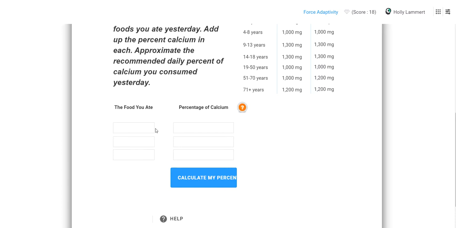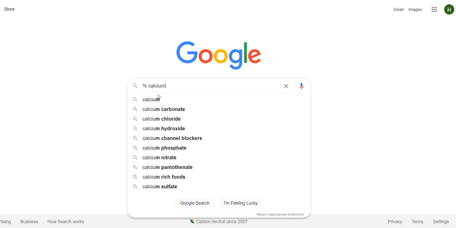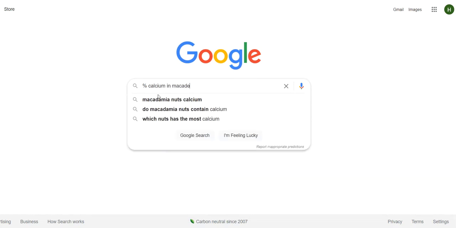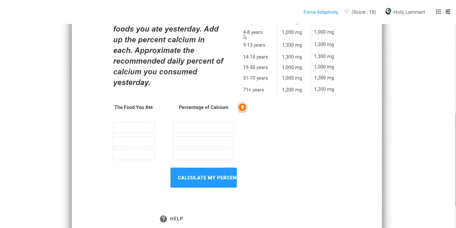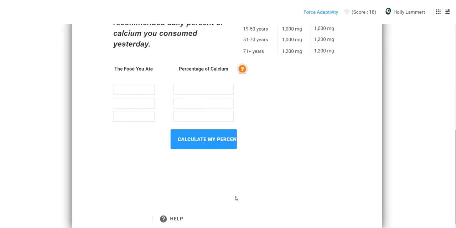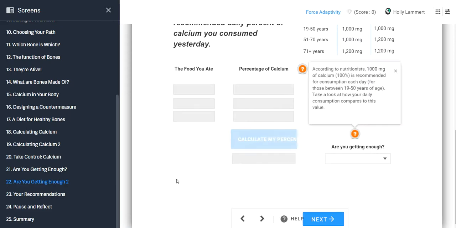yeah. So oatmeal, I put a lot of different things in oatmeal, so that's going to be tricky. One of those is not regular milk, but macadamia milk. I wonder, I should go look that up. Percent calcium in macadamia milk. Let's see here. Well, I'll go find that out. But go ahead and do that. Calculate your percentage. And then figure out if you're getting enough.